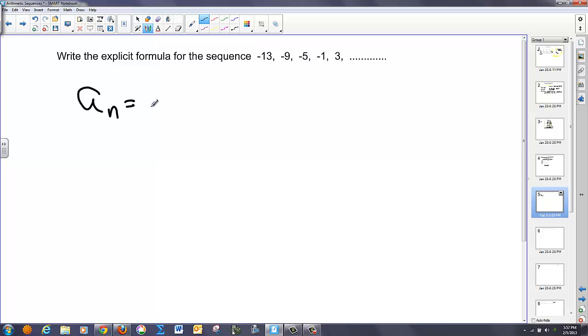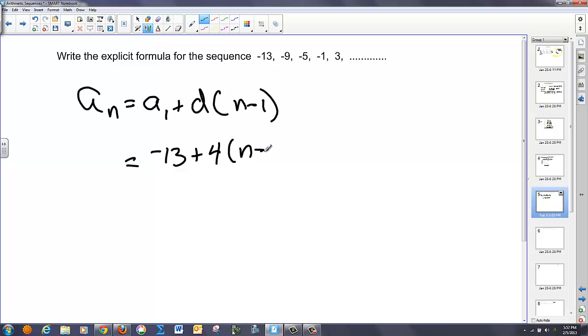That's going to be given by the first term, I'll just write the formula again, plus the common difference times n minus 1. And in this case, we know the first term is negative 13. I can look at the common difference, and that ends up being a positive 4 because that sequence is increasing. And we don't know how many terms we're going to have, so we leave the n in the explicit formula. We have to have something to plug into. So I can generate any term in this sequence by saying negative 13 plus 4 times n minus 1.